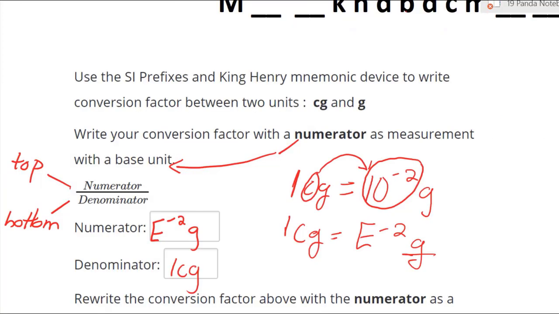And let's write it into fractions so that you have an idea how it looks. So my numerator, like I say, will be E -2 gram, divided by the denominator, which is 1 centigram. And this is how it looks when you write it as a fraction. However, this is how you will submit your answer, but you need to understand how to write it as a fraction before submitting your answer.